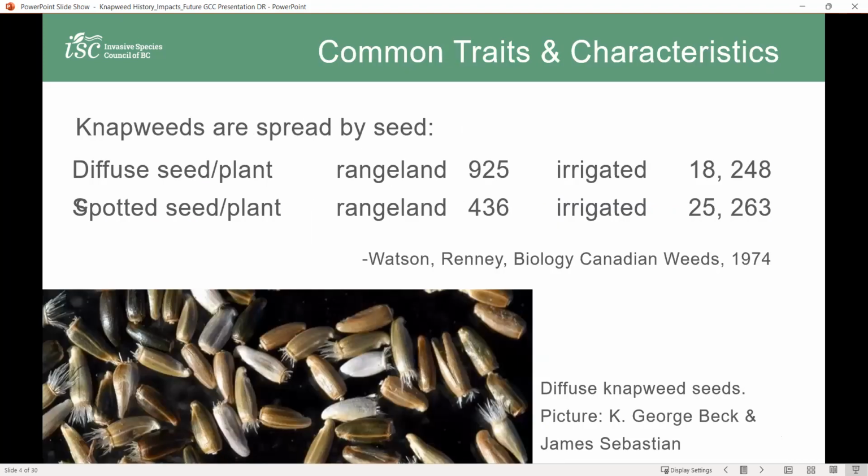Knapweed is spread by seed. It is a taprooted biennial to perennial, and it has a very high seed production. You can see in irrigated situations, it's well above 18,000 seeds per plant for diffuse and 25,000 for spotted. Less so on rangelands that are non-irrigated, drier sites, although they both flourish very well in a variety of sites and biogeoclimatic zones in BC.